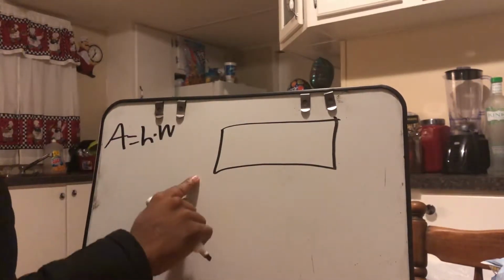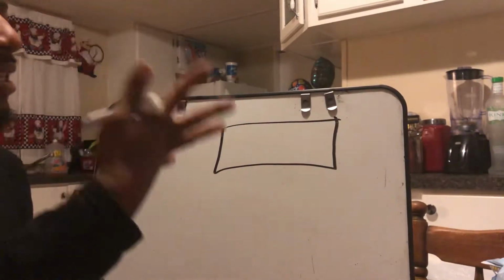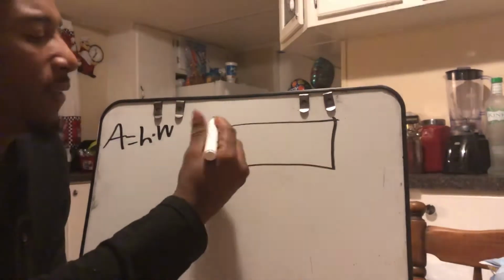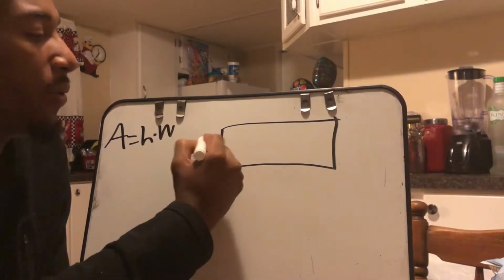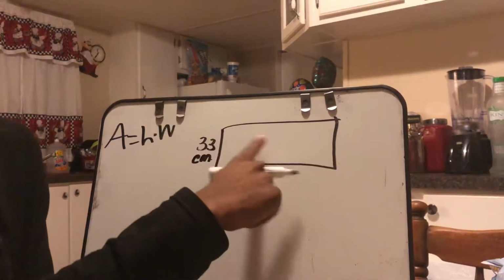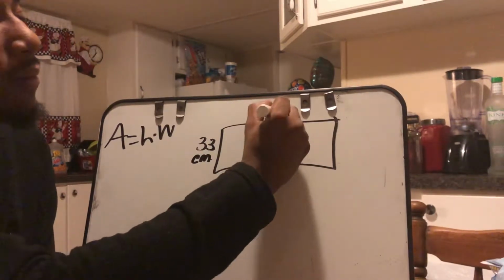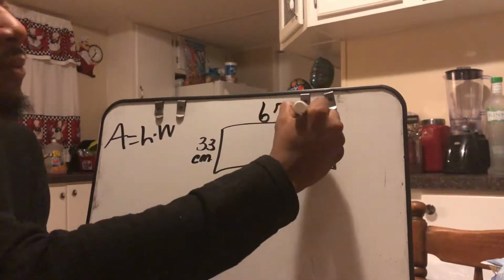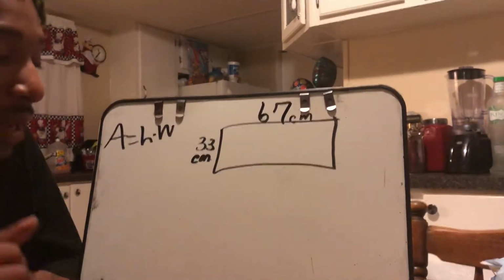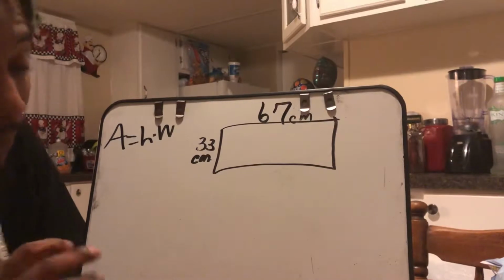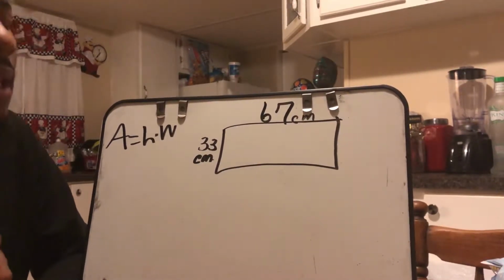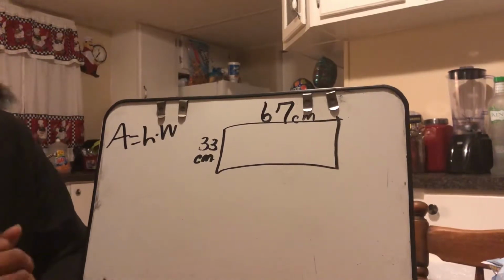You have your first side. Your shortest side can be, let's say, we're gonna give this side a value of 33 centimeters. And we'll give this value up here, let's say 67 centimeters. And usually when you're finding the area, you're going to have some type of unit of measurement. That happens all the time, unless you have to convert to a different one.